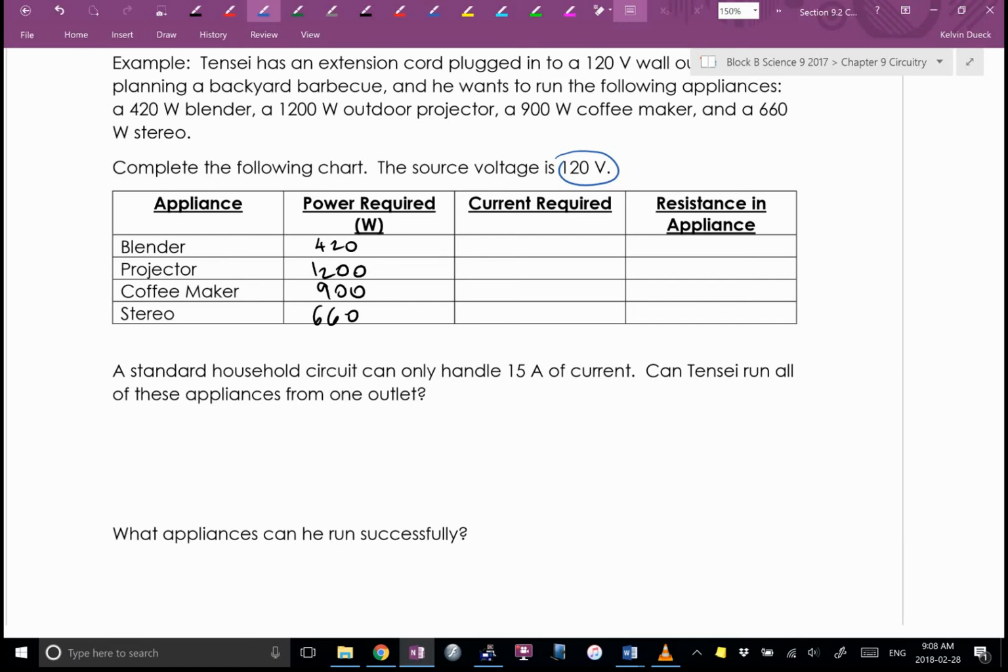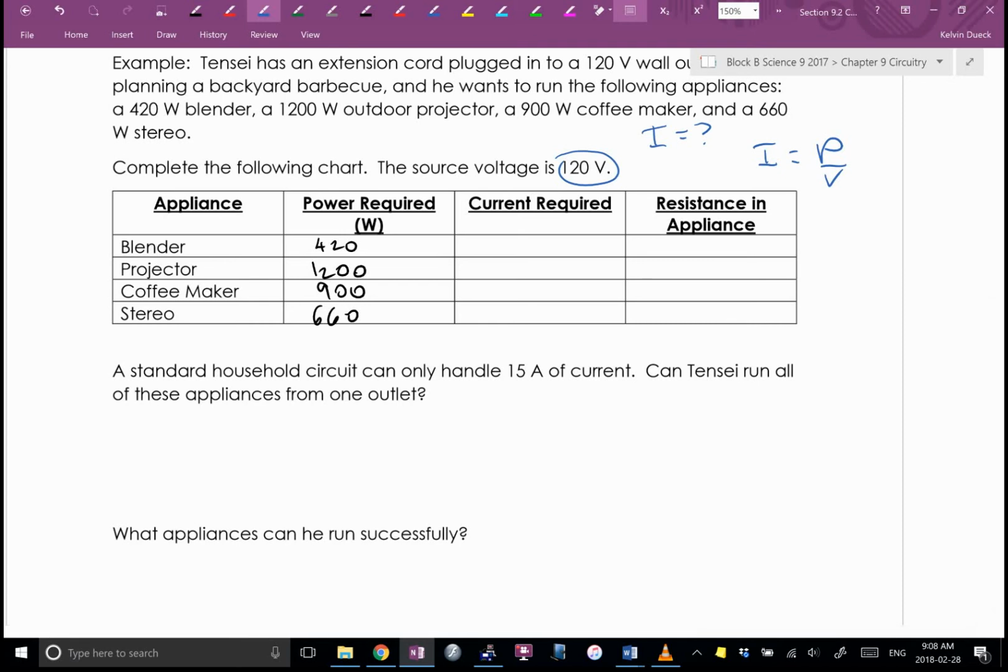Okay. I want to find the current. I know the power and the voltage. Can somebody give me the equation that has the I by itself and has power and voltage? Let's just write it down once. And now let's just go to our calculator. So how many amps will the blender use? I guess it's going to be 420 divided by 120. I think I can do that in my head. It's going to be 42 over 12, divided by 6 over divided by 6. It's going to be 7 over 3.